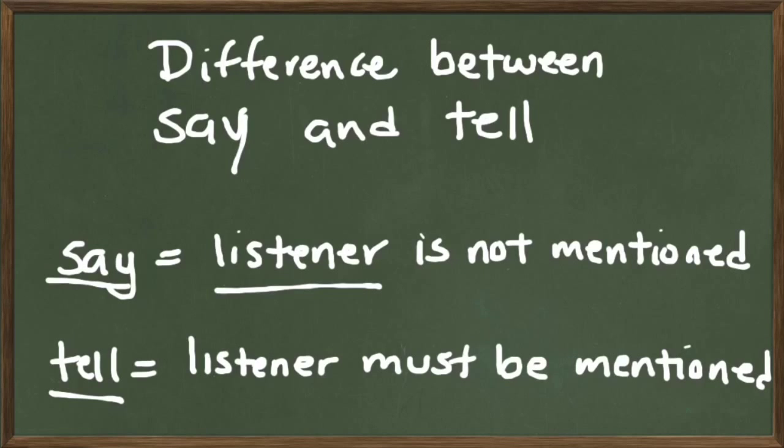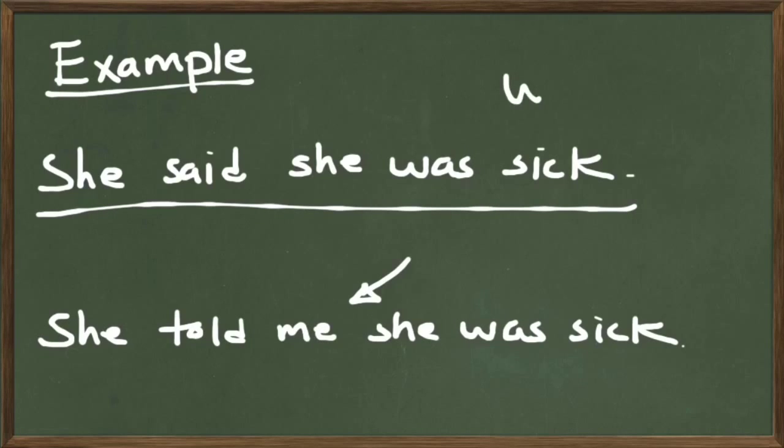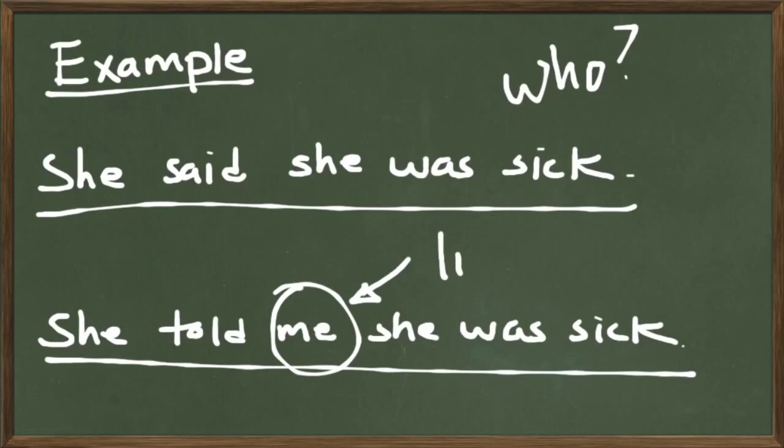This is important. Okay, now for an example, we have "She said she was sick." As you can see in this example, we are not saying who received the information. We don't know. In the second one, though, "She told me she was sick," me was the person who listened. I am the listener of the original sentence. So that's how said and told work.